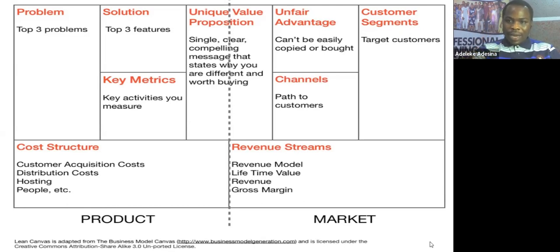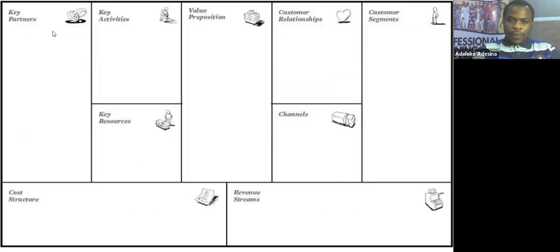And you can see the different elements there. We have the customer segment. That's where it starts from, the customer segment. Then the problem that you are solving for your customers.